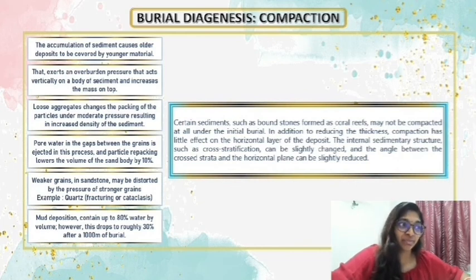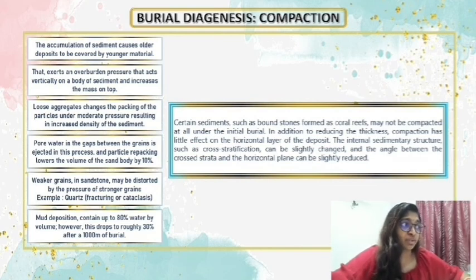Weaker grains in sandstone may be distorted by the pressure of stronger grains, for example, fracturing in quartz. Mud deposits contain up to 80% water by volume. However, this drops to roughly 30% after 1,000 meters of burial. Here are some examples of pre-compaction and post-compaction, uncompacted and compacted, and there's a fun fact as well.